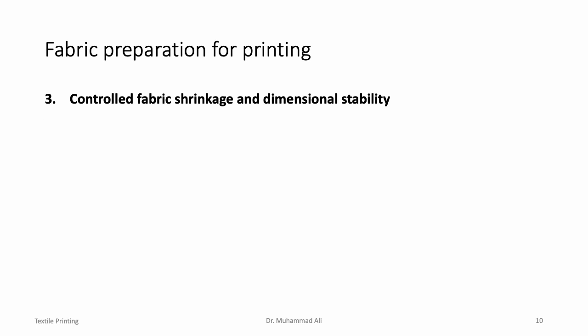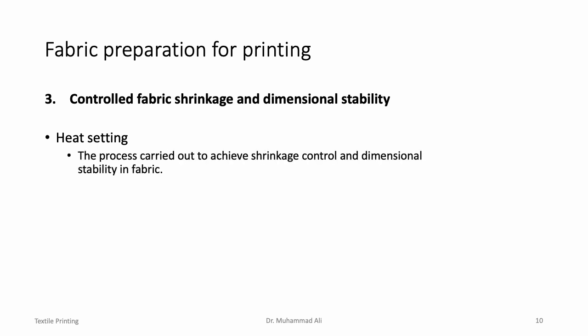Now let's have a look at how fabric shrinkage and dimensional stability are improved. This is done by a process known as heat setting. The term heat setting is applicable for thermoplastic polymers only. In the case of textiles, one very good example of such polymers is polyester. So normally we do not use the term heat setting for a cotton fabric. The term that is used for a cotton fabric is equalizing.